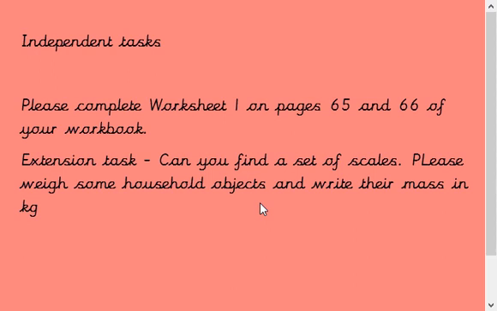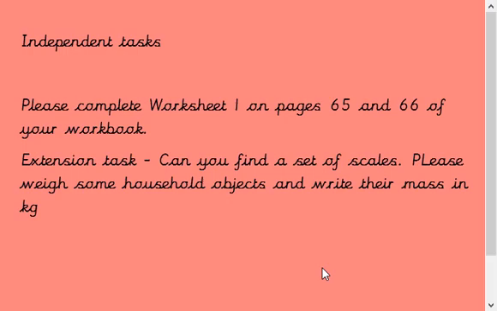Okay, your independent task this morning. I want you to have a go at completing worksheet 1 on pages 65 and 66 of your workbook. Extension task this morning, if you feel really confident, could you find a set of scales somewhere in the house? Maybe you could have a go at weighing some household objects and write their weight or their mass in kilograms. Maybe you would be using that decimal point for me and trying to find a few items that you could weigh. Press pause while you're working on these tasks and press play when you're ready to move on.